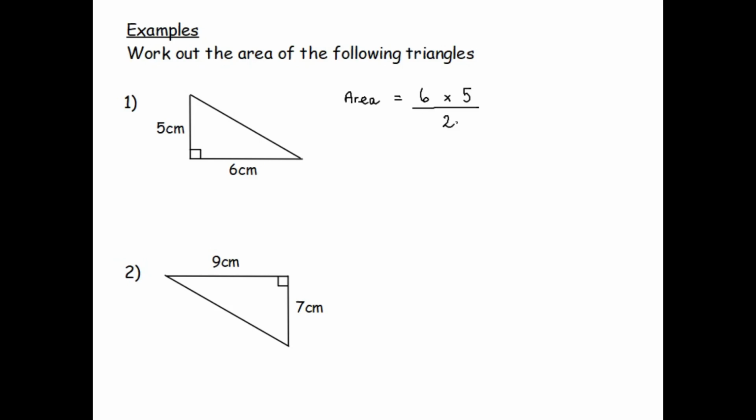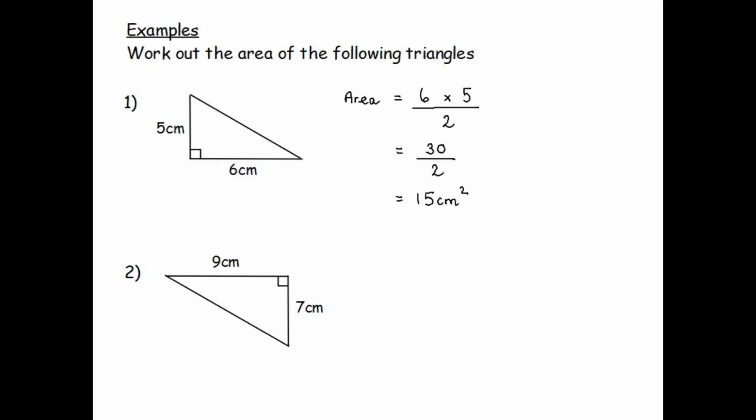If we work out the top line first, we have 6 times 5. 6 times 5 is 30. But don't forget, we then want to divide it by 2. 30 divided by 2 gives us 15. And then our units for area are always squared, so centimetres squared. So the first answer is 15 centimetres squared.